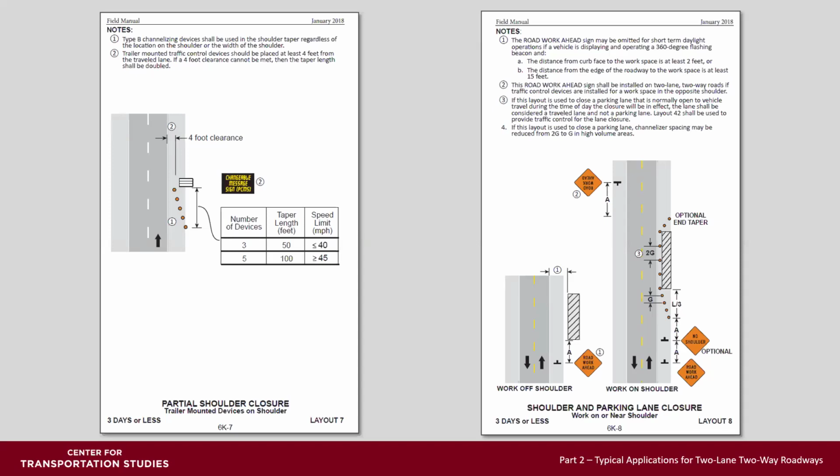In layout 8, shoulder and parking lane closure layouts have been combined. If working in a parking lane, advanced no parking signs may be needed as directed by the local agency and law enforcement. If using it for a parking lane closure in a high volume area, you may have to tighten up the channelizing devices to reduce the spacing from 2G to G to discourage parking.